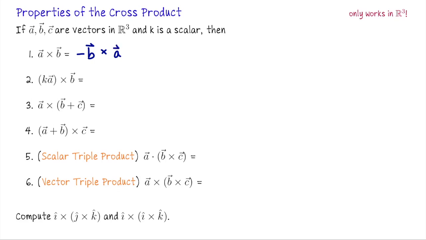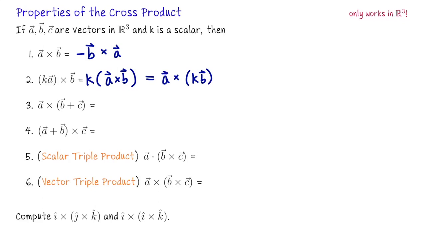Suppose we took the vector A and we scaled it by K, and then we crossed it with B. That would be the same thing as first crossing A with B, which produces a vector that you could then scale by K, or you could do A cross KB. In other words, it doesn't matter when you do that scalar multiplication.